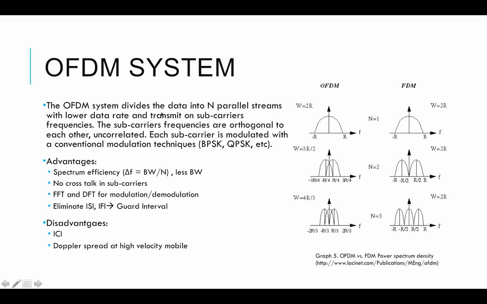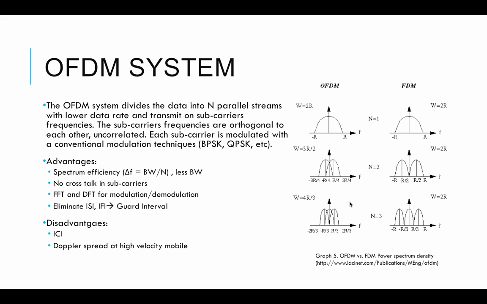The OFDM system essentially divides the data into n parallel streams with lower data rates and transmits on subcarrier frequencies. As shown on this graph, those subcarrier frequencies are overlapping each other, but they are orthogonal to each other by π over 2.